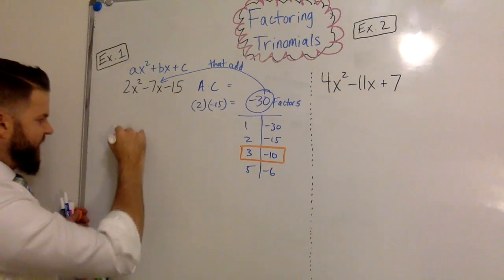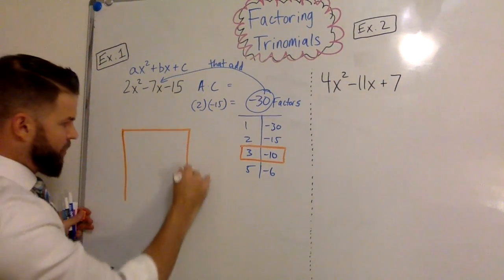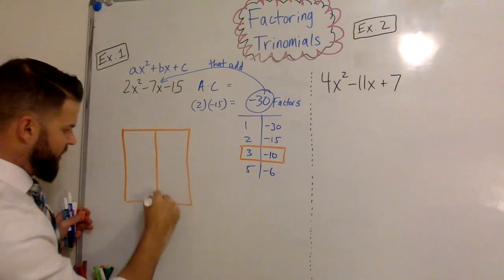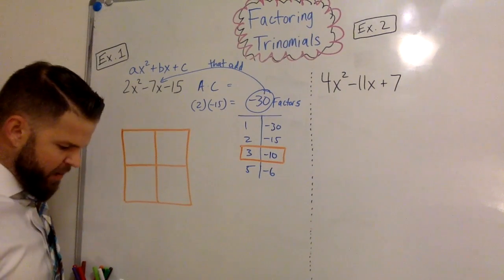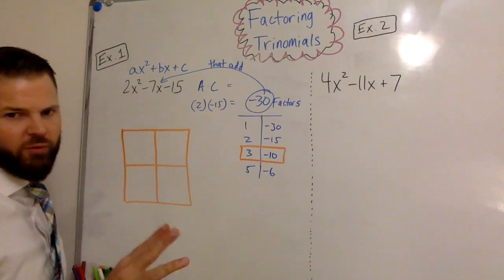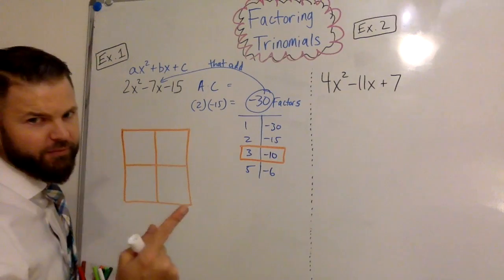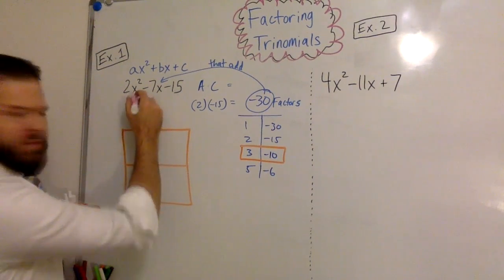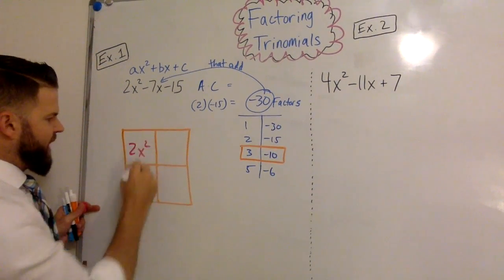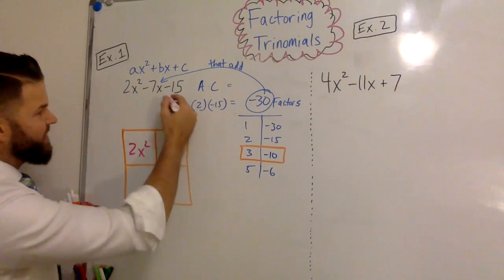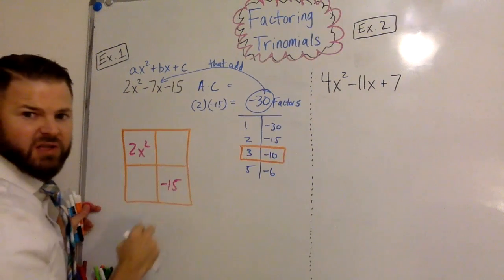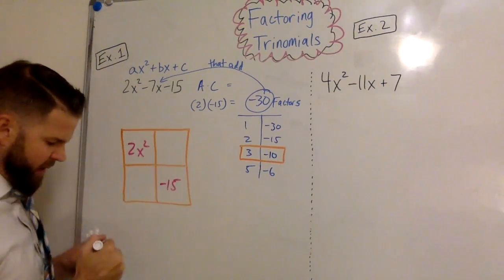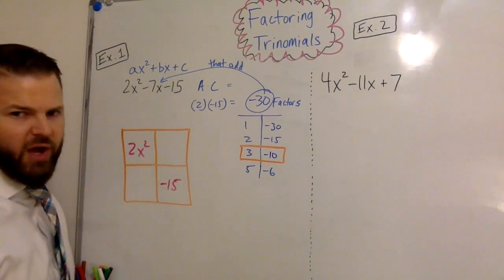So once I've identified my factors, I got to build a little box. Give me a little 2 by 2, a little box like this. And I want you to input some numbers. Real easy from here. So your first term, this 2x squared, goes in your first box. This last term, negative 15, goes in your last box. The two factors that you've identified go in the two remaining boxes. The order of these does not matter.